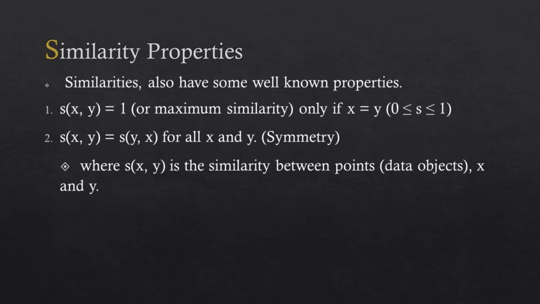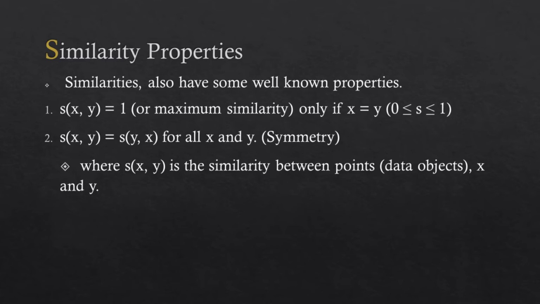Similarity properties. Similarities also have some well-known properties. So number 1, S of x, y equals 1 or maximum similarity only if x equal to y. So 0 less than equal to s less than equal to 1. So meaning kapag na-consider yung 2 points, then ang similarity measure is equal to 1 because all the properties will be matching.